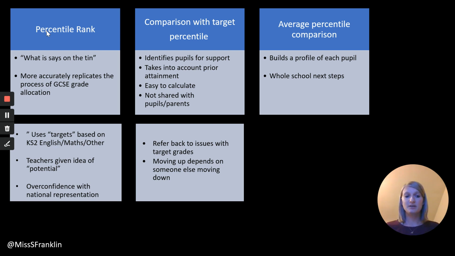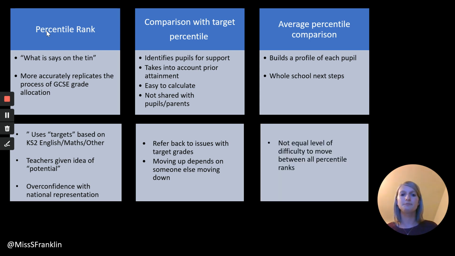Comparison with target grades, target percentiles, really it's back to the idea of the issues with target grades. But one of the other things is that moving up is dependent on someone else moving down. So the very nature of a ranking system means that in order to move up, someone else has to get better. So if everybody got better by the same amount, it would mask that within the rankings, because everyone would stay exactly the same rank, even though they had all got better. So that's something to be mindful of.